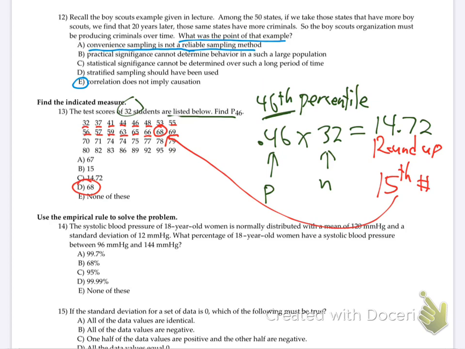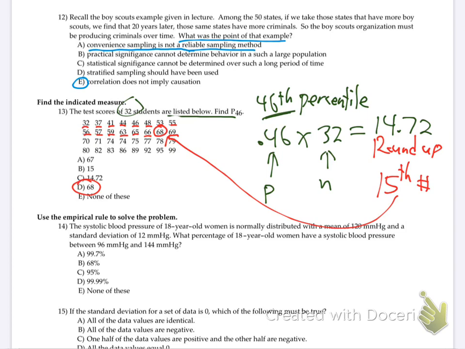What if I would have got a whole number instead of a decimal? What does it say you do if you get a whole number? You take the number in that spot and the next number, add and divide by 2. Remember those? I better move on. We got a lot of questions, so I'll move on.